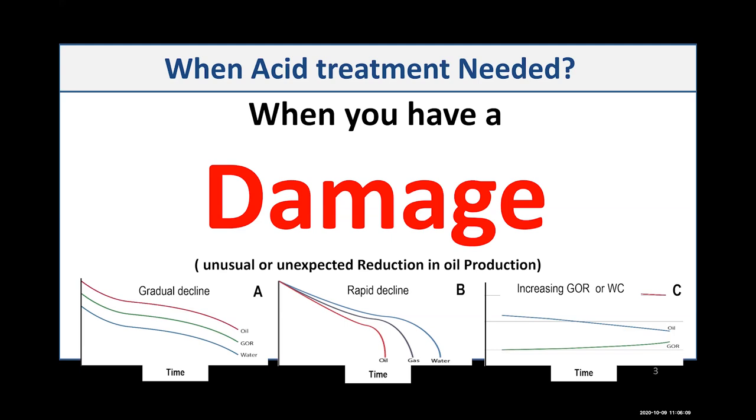Something happened pretty quickly. And that's happening when you block something. You block the perforation or block part of the tubing. That can happen, and you lose the production suddenly. And one of the most important evidence, you are looking at the gas oil ratio or the water cut. If you start seeing an unexpected increase in the gas oil ratio or the water cut, that can give you evidence that you have some sort of damage. And when you have a damage, at that time you start thinking that I need an acid to remove this damage.